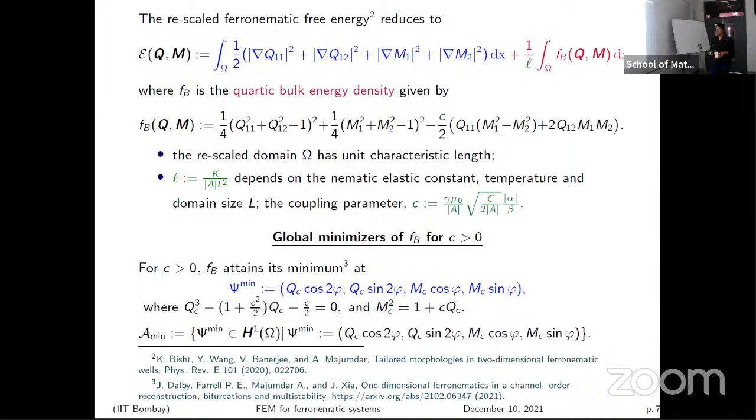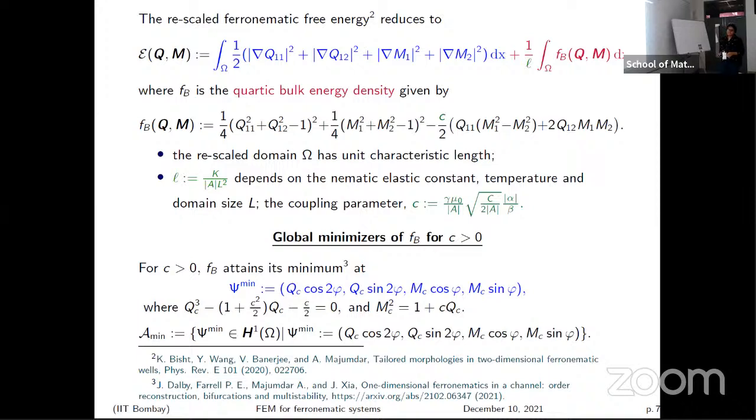So let us look at the global minimum measures of this bulk energy density for C greater than 0. These are the global minimum measures. This is how they look like. So this comes from the minimality condition of A_B at the point psi_B. So these constants Q_C and M_C satisfy this cubic equation, and M_C is given like this. And phi is a real number. Then the detailed computation of these global minimum measures can be found in this work by Dalton.